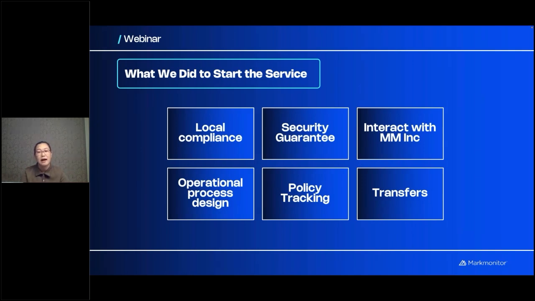So we totally understand how important that is, and we communicated with eName about the transfers to prepare them for the upcoming transfers. Internally, our Shanghai team also did a lot to prepare for the transfers. So for now, most of the domain names have transferred to Markmonitor Shanghai, and only a few domain names are still with eName for different reasons.